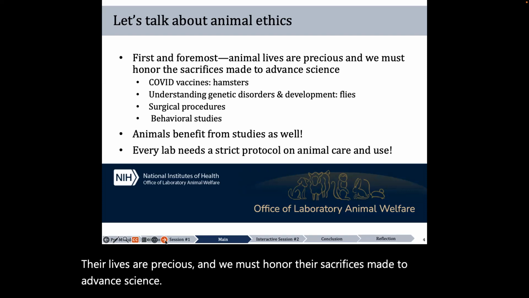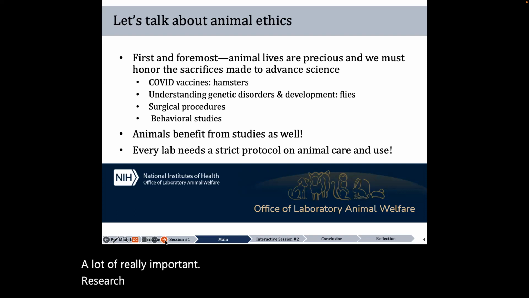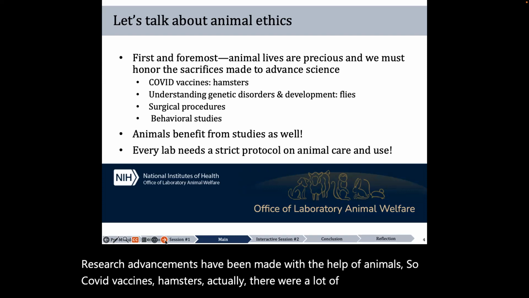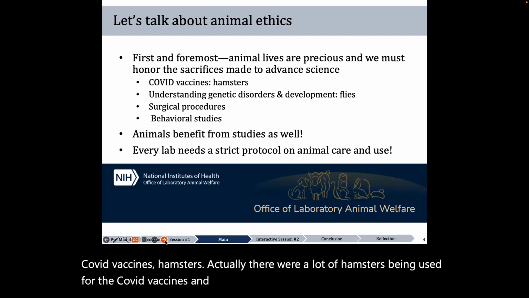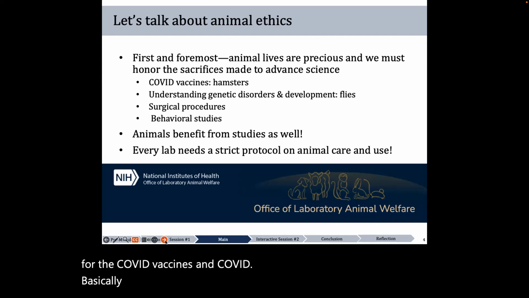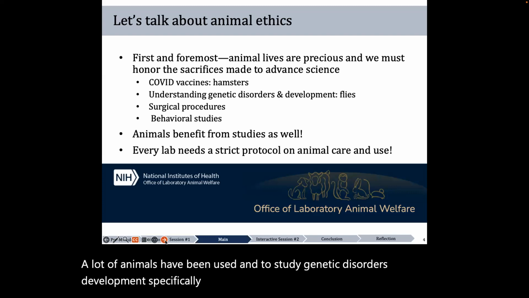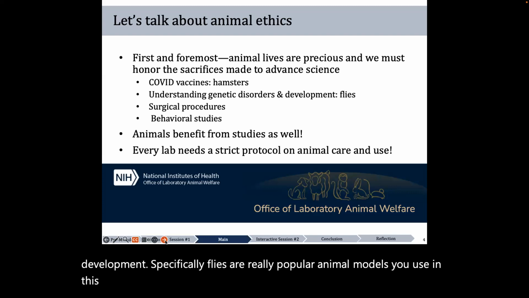A lot of really important research advancements have been made with the help of animals. For COVID vaccines, a lot of hamsters were used. And COVID vaccines basically stopped a worldwide epidemic, which is amazing. A lot of animals have been used to study genetic disorders and development; flies in particular are a really popular animal model in this type of research. Animals have helped us understand more about surgical procedures as well as behavioral studies.